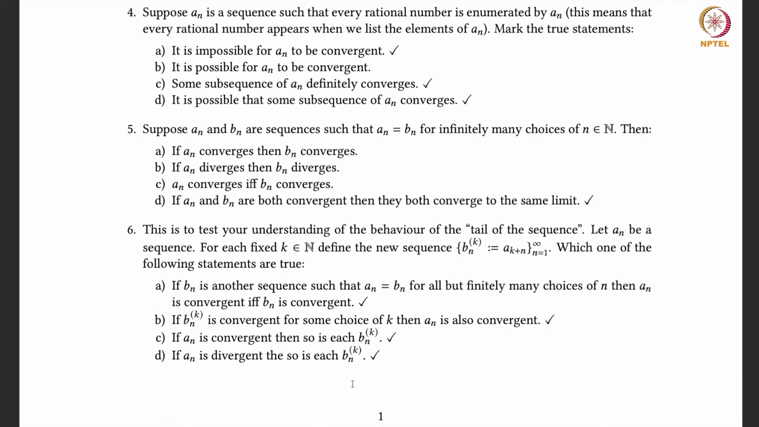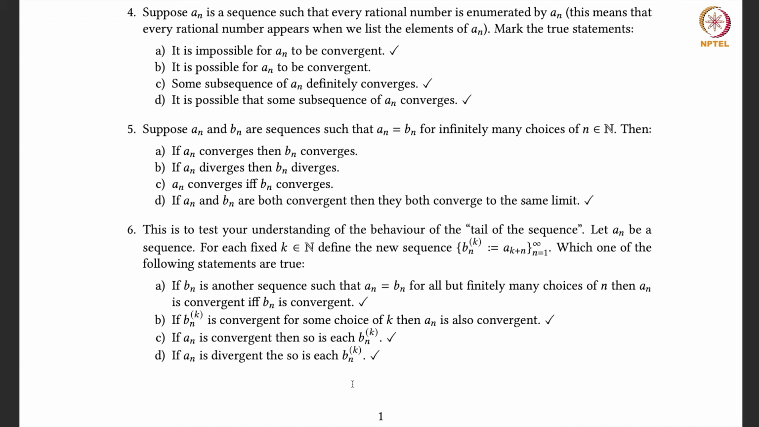This is going to follow from one of the exercises in the notes. This is to test your understanding of the behavior of the tail of a sequence. Let an be a sequence. For each fixed k in N, define the new sequence bn superscript k to be a_{n+k}. So all we are doing is taking an and considering new sequences which are nothing but the sequence an, except you are starting from the term which is equal to k plus 1.